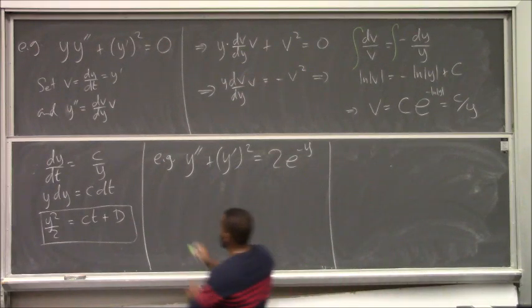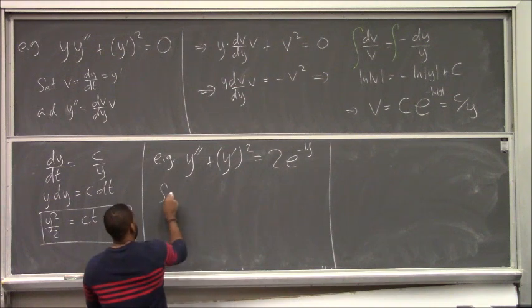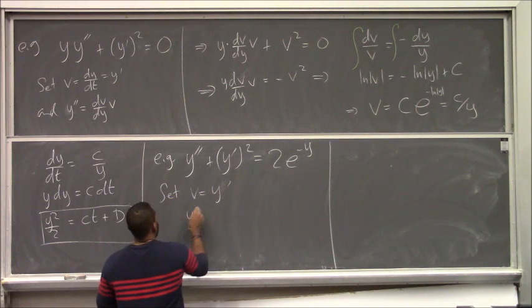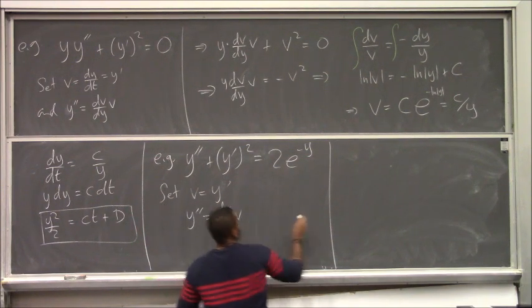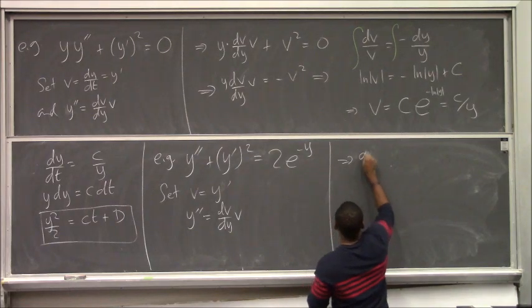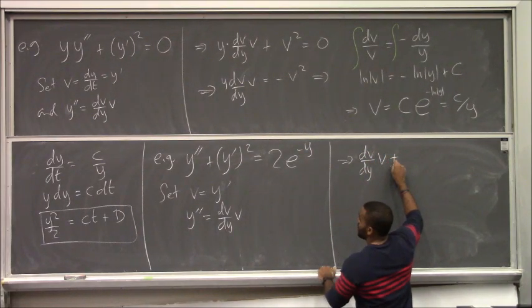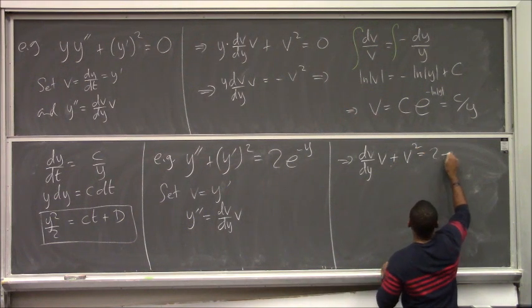Okay, so let's actually get through this. We're going to set v equals y prime, and y double prime equals dv/dy times v. This means we would get dv/dy times v plus g squared equals (dv/dt) squared.